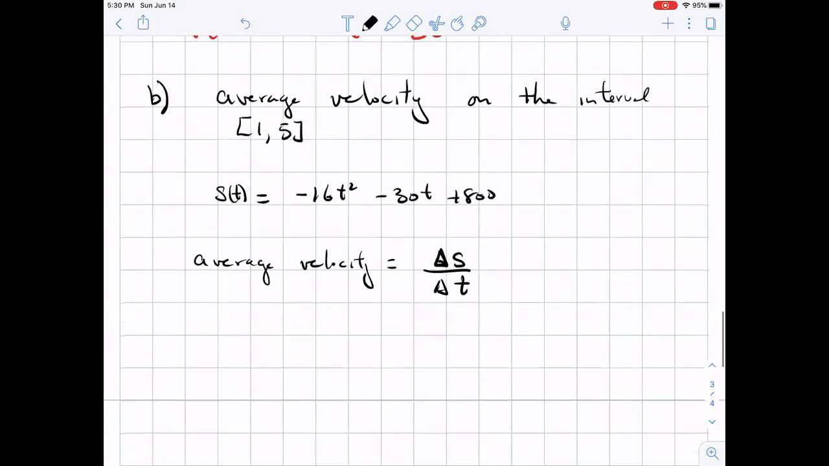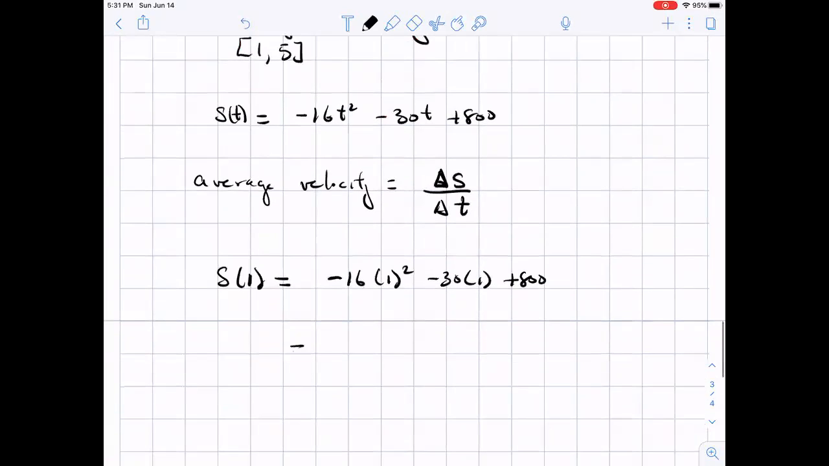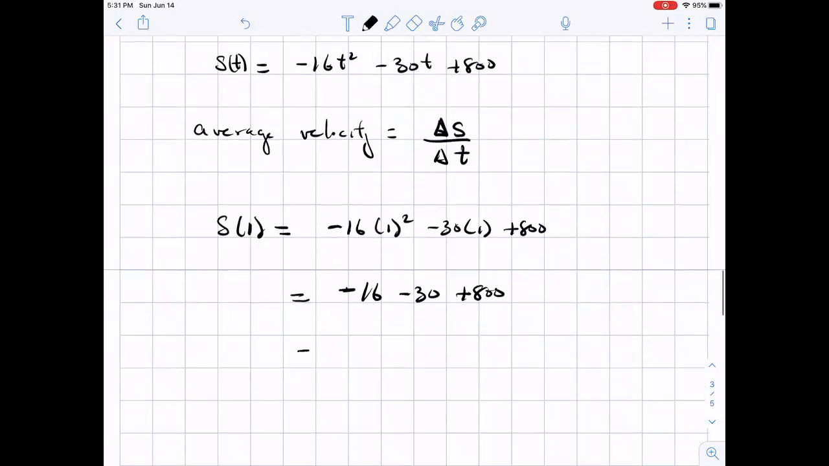So what is the distance we need? What is s of 1? Well, s of 1 will be minus 16 times 1 squared minus 30 times 1 plus 800. And that is equal to negative 16 minus 30 plus 800, which is equal to minus 46 plus 800, and that will be positive 754.